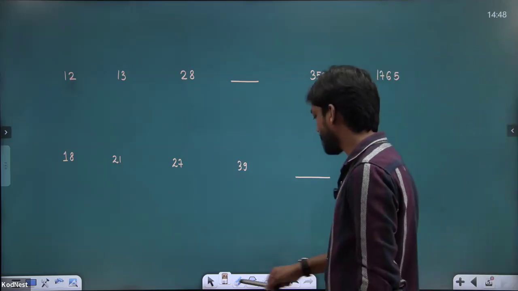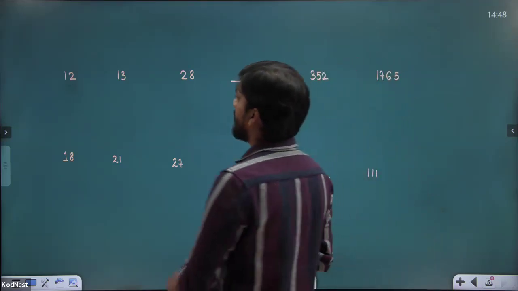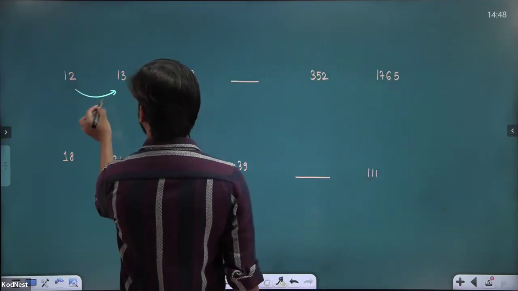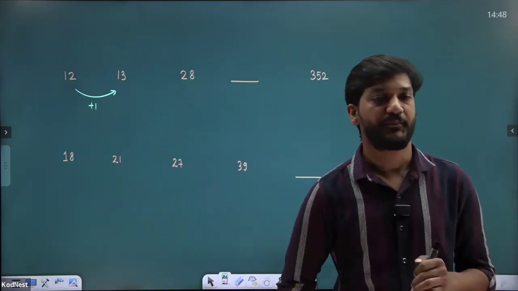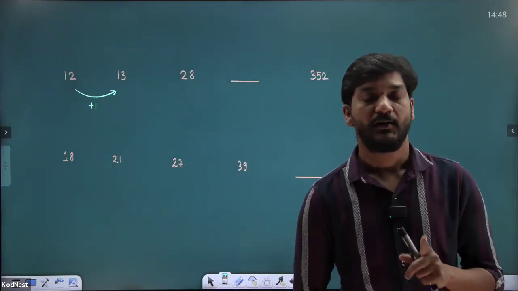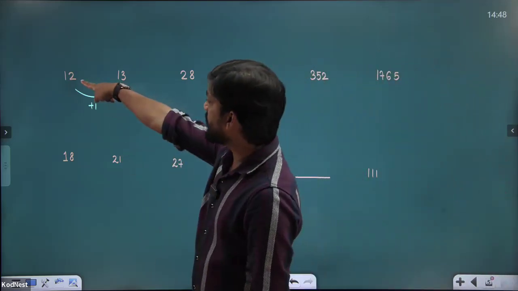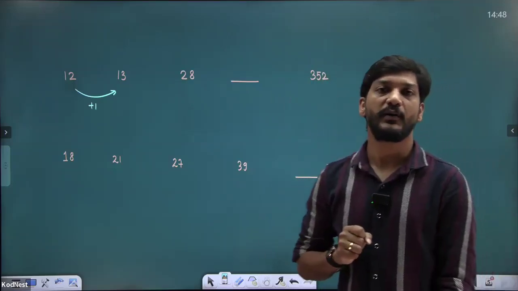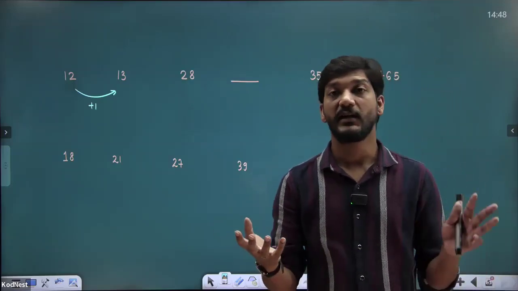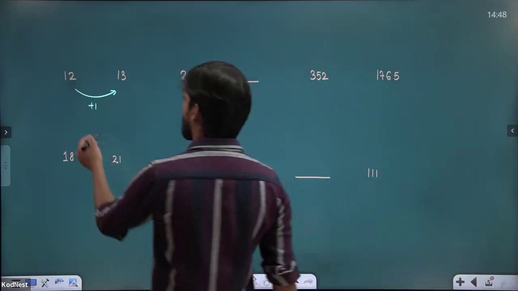Okay. Carefully observe. Will you start thinking this way, 12 plus 1, 13? Will you start this way? Carefully answer. No. Why not? Please carefully understand. The starting value is 12. The last value is very large compared to 12. Whenever the starting and the last value have a huge difference, don't think addition, subtraction. It will not work out.